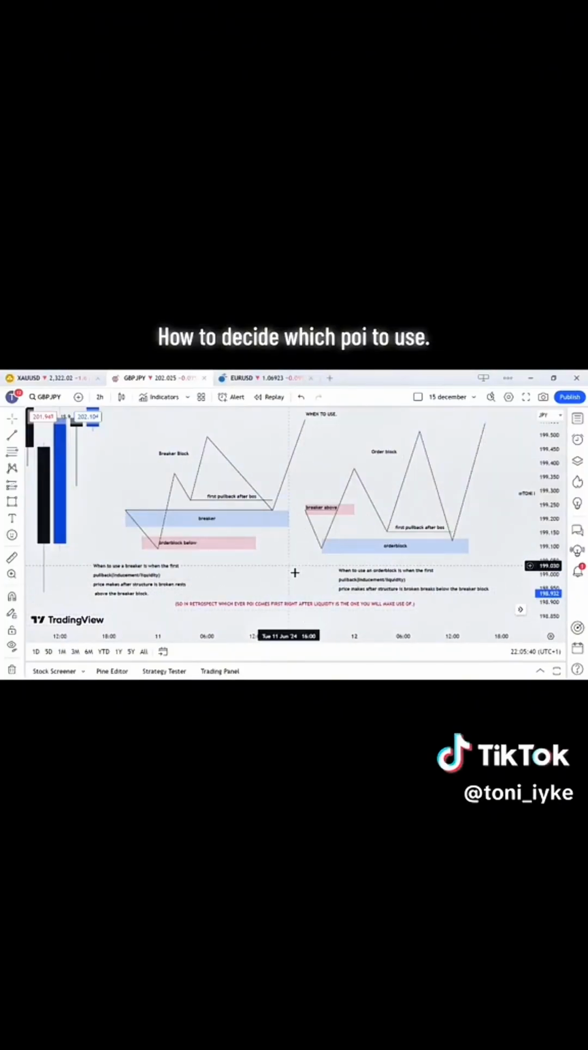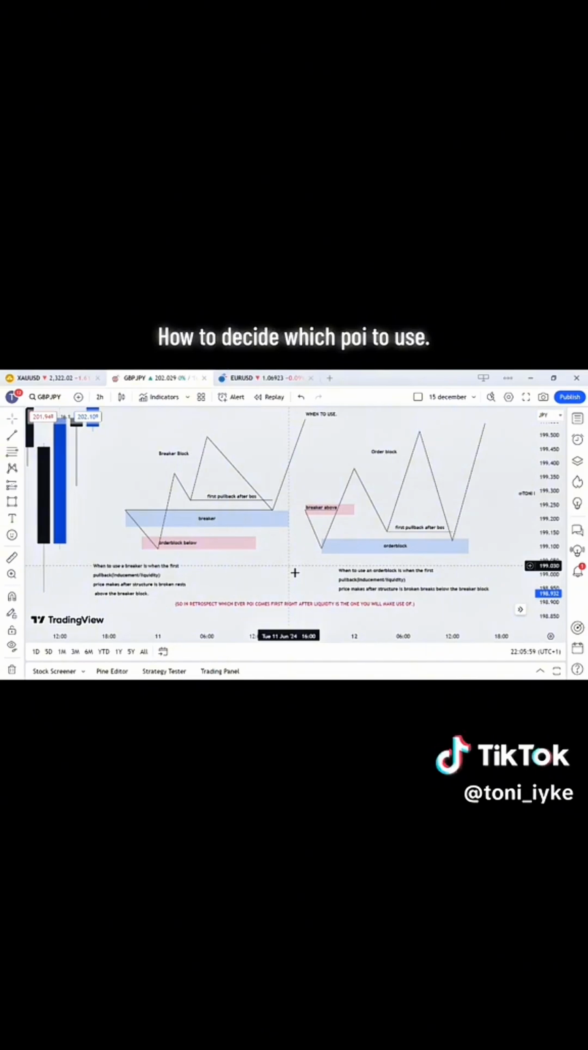Hello everyone. Today I want to give you guys a little lesson on knowing when to make use of point of interest, like knowing when to make use of a breaker block when there's another block below it, and knowing when to make use of another block when there's a breaker block above it. You understand that kind of thing.